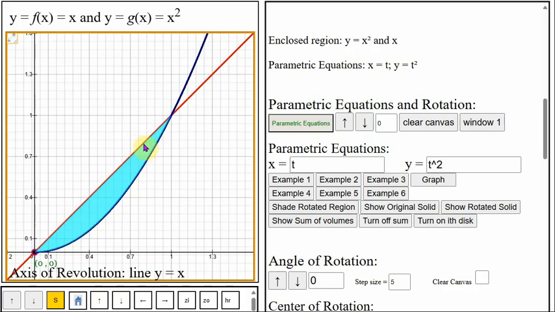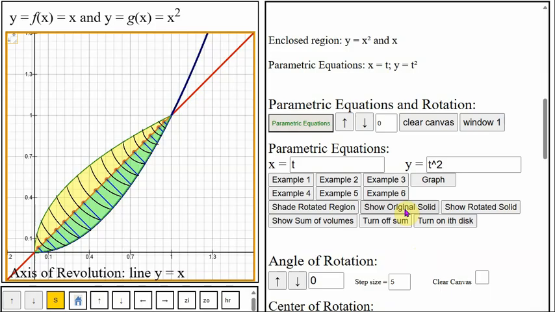And so once again, this is the region that we want to revolve about the line y equal to x. And then when we revolve it, we get a solid of revolution that looks like this. And so to get an approximate volume for this solid right here, I'm going to slice or divide the solid into 15 slices, and then find the volume of each slice.